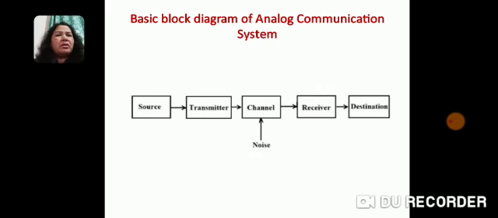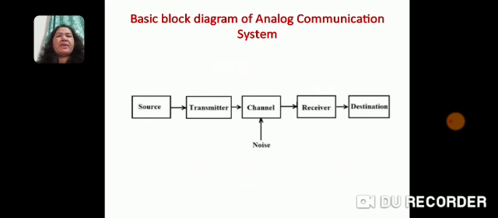Now these noise signals can be internal noise as well as external noise. Internal noise is the one contributed by the circuits inside the transmitter block or receiver block or any processing block. And the external noise is because of environmental effects, lightning effect, and other sorts of effects.